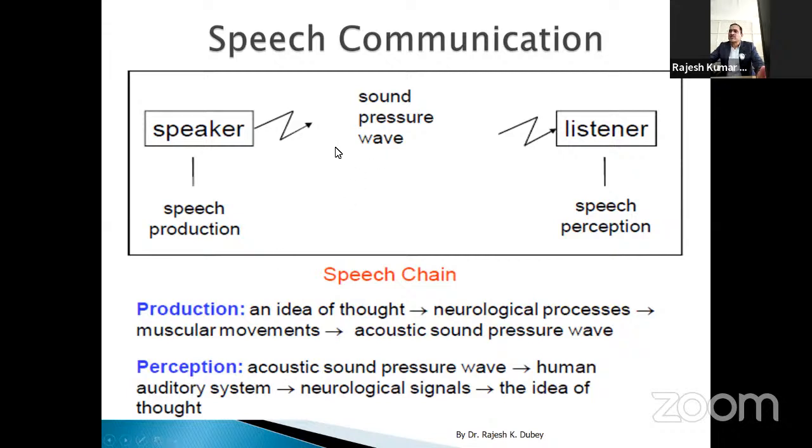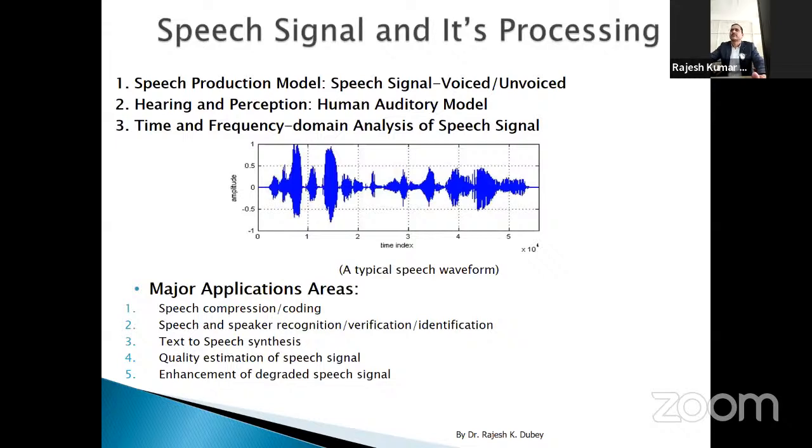Again, as a signal, this will be transmitted. The transmission part is like any other communication, a signal is transmitted. Then the listener will listen to it. That is the perception part. Acoustic sound pressure wave going to the human auditory system. Then neurological signals will be processed, and the idea of thought will be perceived by the listener's mind. Okay. This is called a speech chain. I think we understood speech communication.